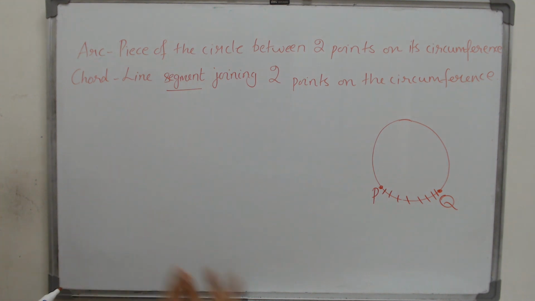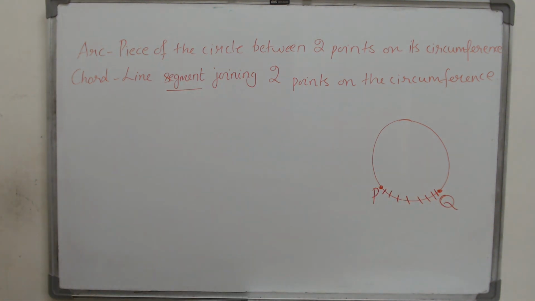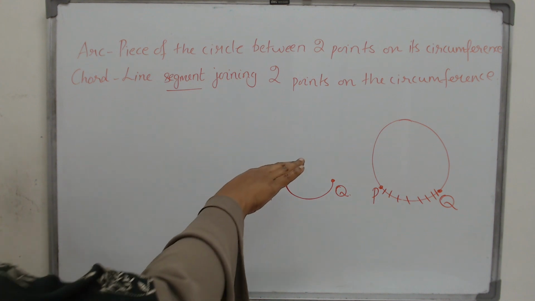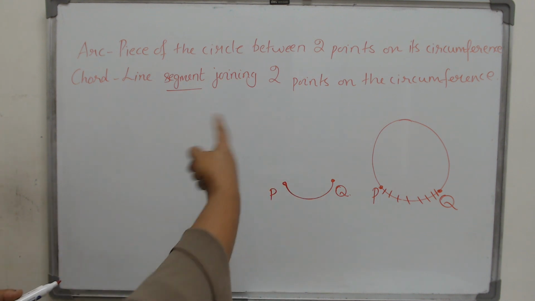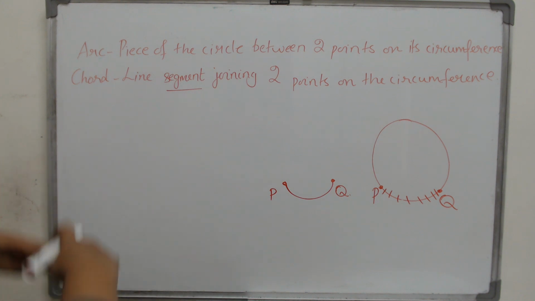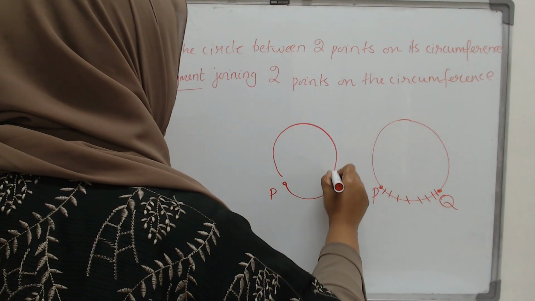Or in other words, what is an arc? It is just a piece of the circumference. Drawn separately, it will look like this. But there is a problem here. What is the problem? Suppose your mother cuts a piece of a cake and gives it to you. There will be something left, right? There will be a bigger piece left. Now, that will also be a piece of the cake.